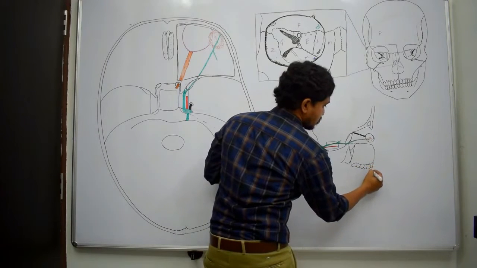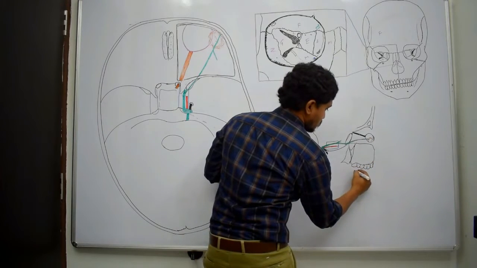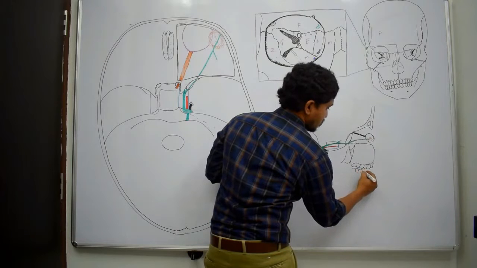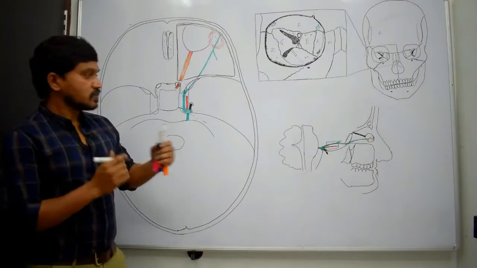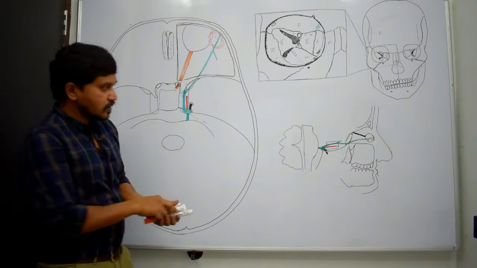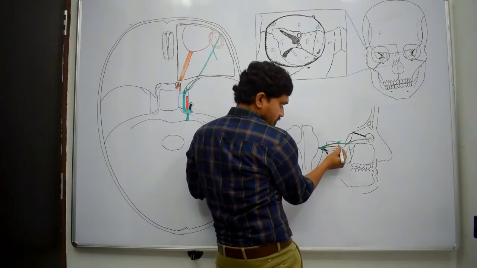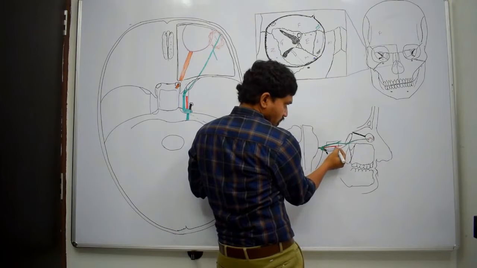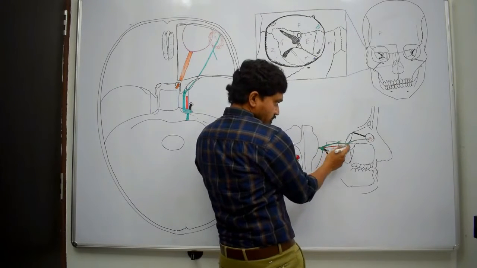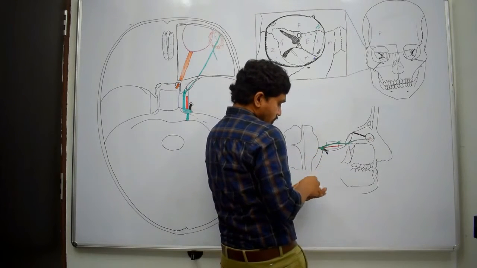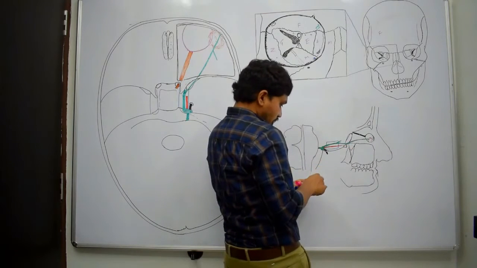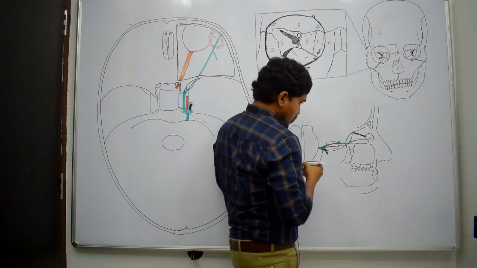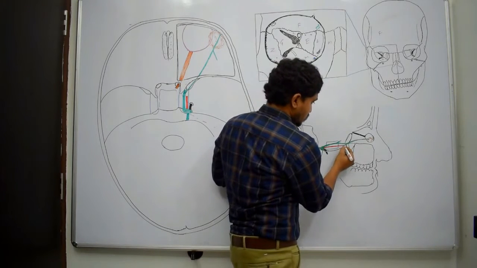Actually this is the alveolar process, the superior alveolar process. And here the inferior alveolar process is also present. This is how the structure will be. Now the maxillary nerve passes through the foramen rotundum. Here one foramen will be there. That foramen we call foramen rotundum. Through this foramen it enters the pterygopalatine fossa.